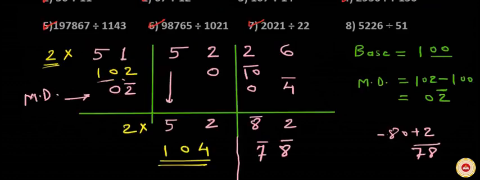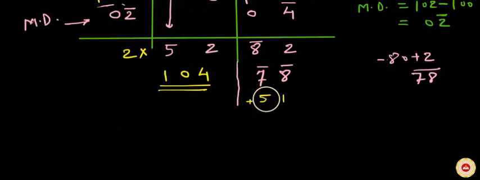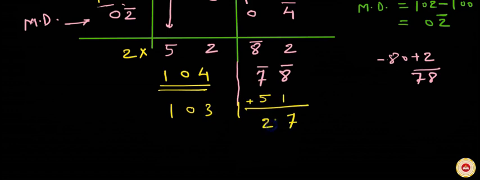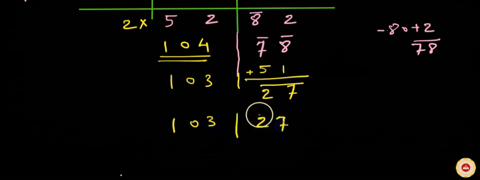We have to add the original divisor 51 to the negative remainder. And as we are adding this 51 to the negative remainder 78, at the same time reduce the quotient by 1, write here 103, and add 51 to negative 78. 27, but negative, because this 78 is greater than 51 and the value of 78 is negative. So in this step, the quotient is 103 and the remainder is negative 27.